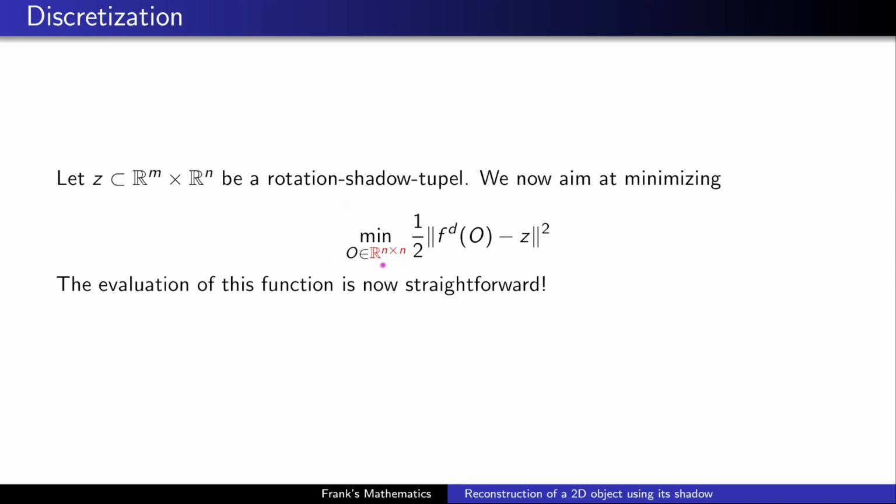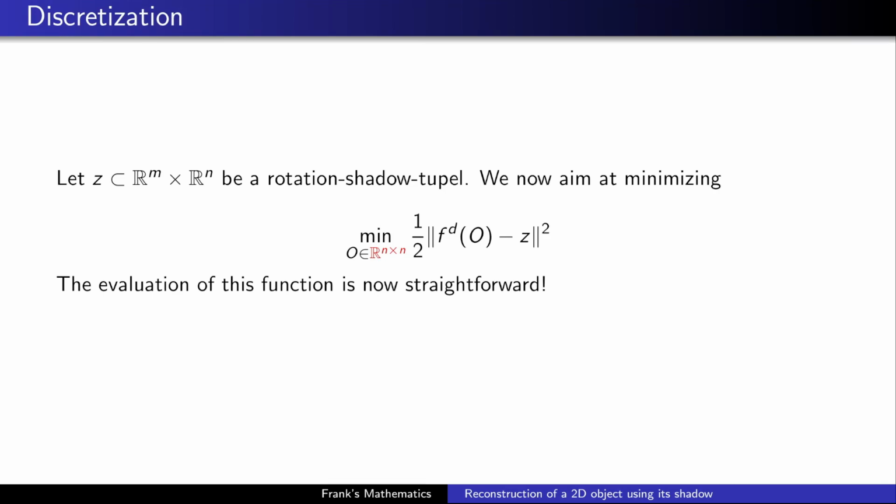And as you can see here, it's very similar. The only major difference is that our power set is replaced by the space R^(n×n). And of course, the evaluation of this function is now straightforward. This can be done in a very cheap manner, and as we can do it in a very cheap manner, this gives rise to the implementation, or we can apply numerical methods to this.